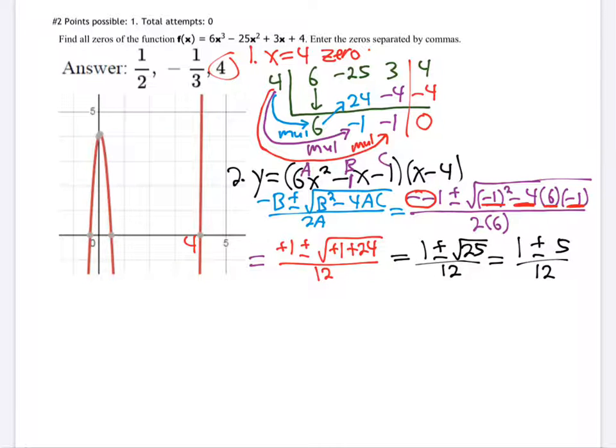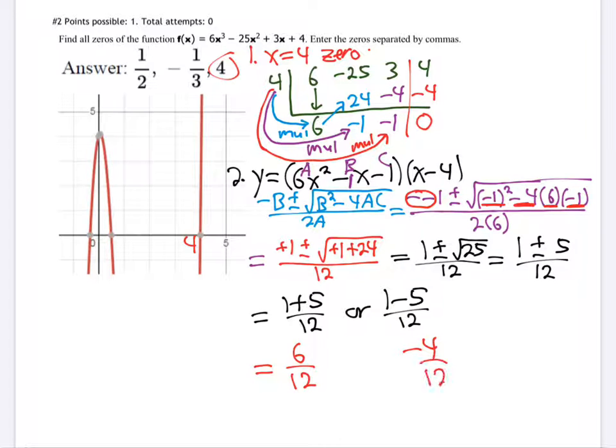Bring that down. So that's two options: 1 plus 5 over 12 or 1 minus 5 over 12. So that is 6 over 12, and this is minus 4 over 12. And then just reduce those fractions. Divide by 6, top and bottom, it's a half. Divide by 4, top and bottom, it's minus a third. Sure enough, those are the other 2 zeros.